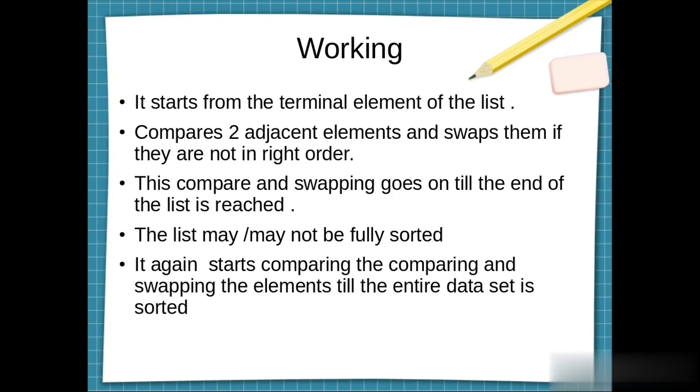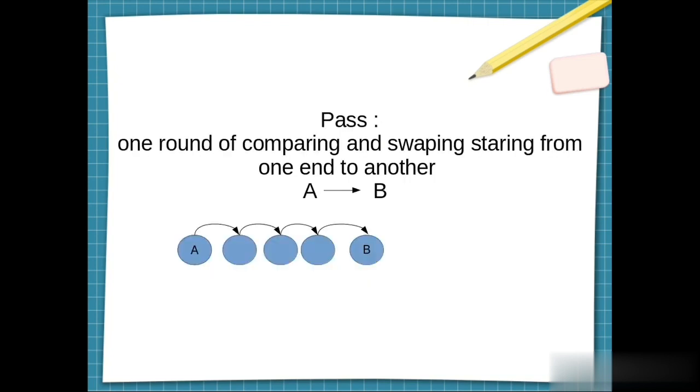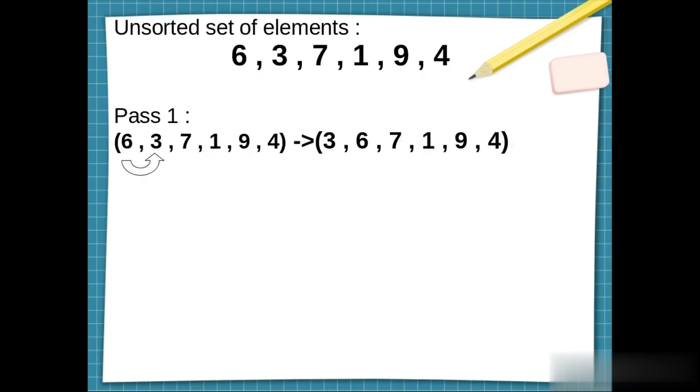Traversing from the first to the last element is called one pass. Once a pass is completed, if the array is not sorted, we again repeat this process. This keeps on going until the array is sorted. A bubble sort can have a maximum of n minus 1 passes for n number of elements.